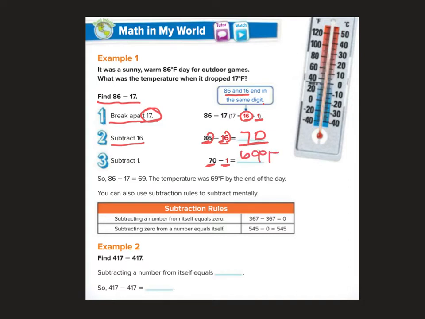Degrees Fahrenheit is what the temperature is. So 86 minus 17 is 69. The temperature was 69 degrees Fahrenheit by the end of the day. You can also use subtraction rules to subtract mentally.